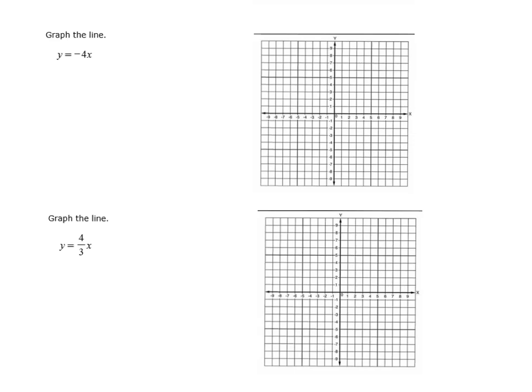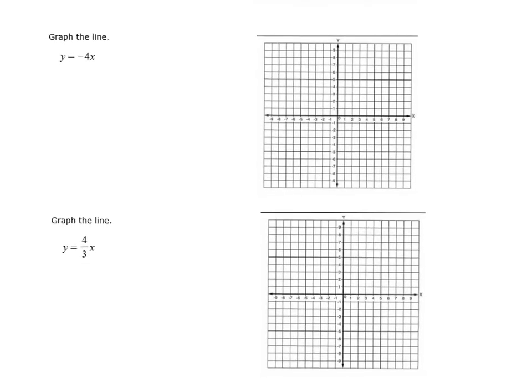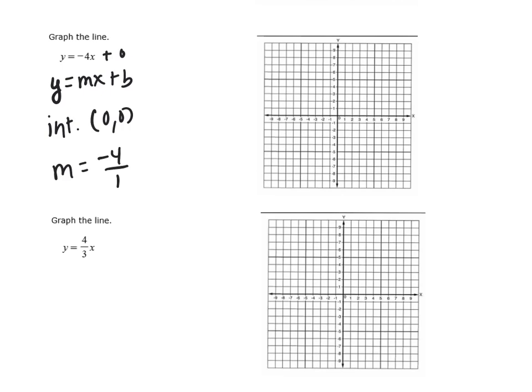This next one's a little bit different because when we look at it, the slope is negative. Our intercept is 0, 0 because b is 0. And my slope is negative 4 over 1. I put whole numbers over 1 because that's really how you would write them as a fraction. It's just that we don't want to write that 1 all the time because it would get redundant.